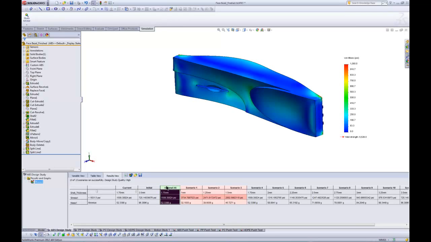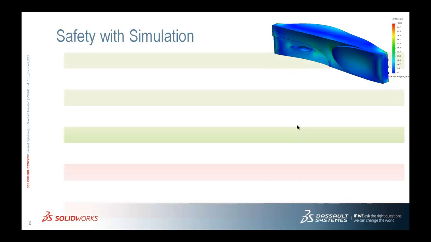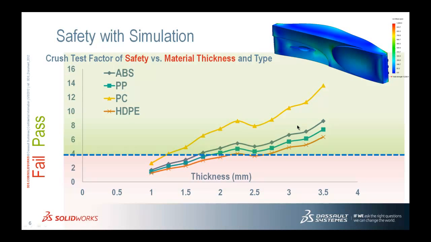So let's go back into the PowerPoint presentation now and take a look at exactly what type of information this type of run can give us. So we've returned now to the PowerPoint presentation. Let's take a look at exactly what those runs have actually yielded for us. And what we can see is that, for any of these materials, there is a thickness that will allow us to reach our factor of safety goal.